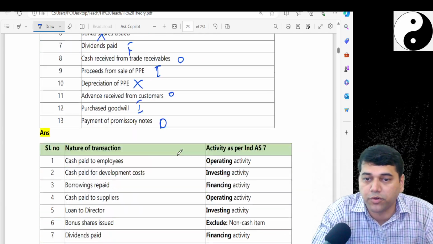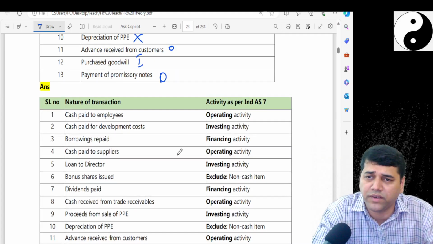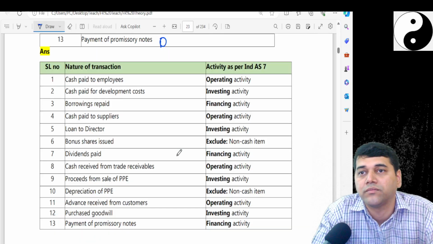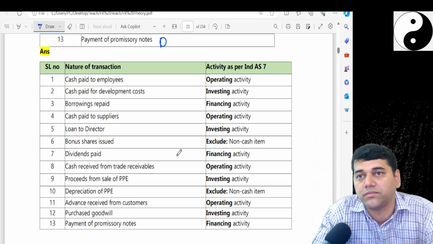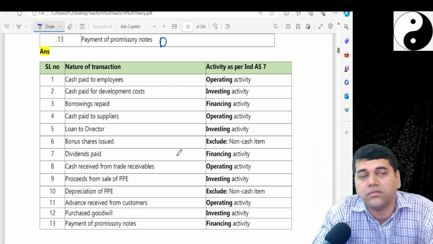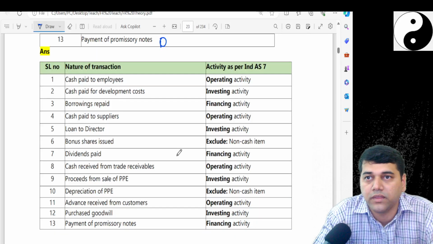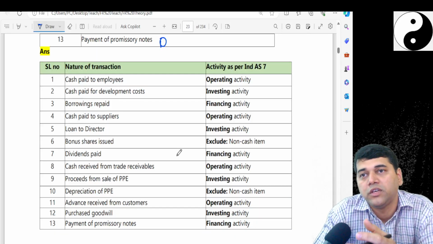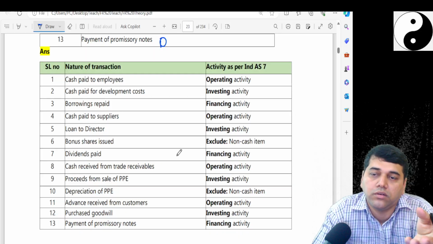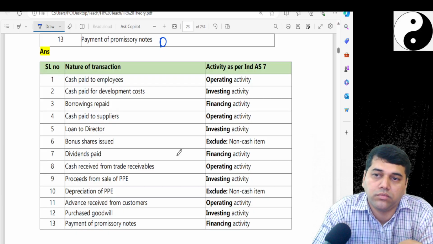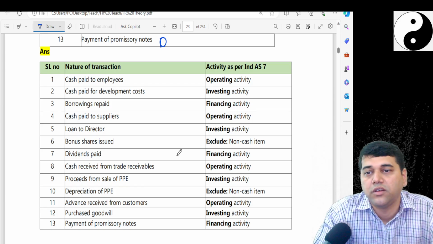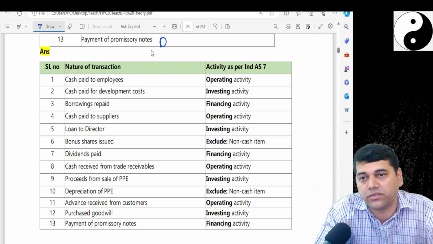Promissory notes, operating. Promissory notes, wait, yeah, it's a financing. Promissory notes are acting as a financing, no? Bills of exchange. See, customers are there, you are going to receive from them, that is operating. But what do you do now with those customers? Promissory notes are like your bills. So you have paid the promissory notes.